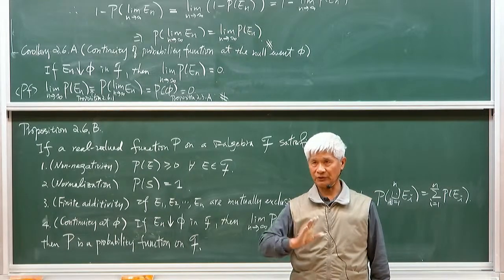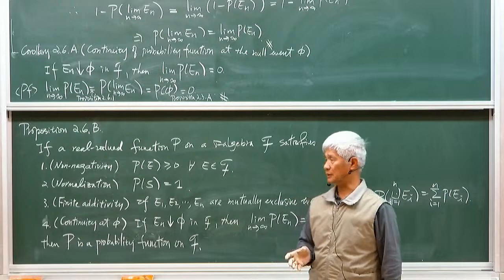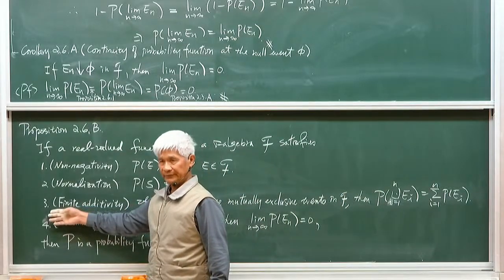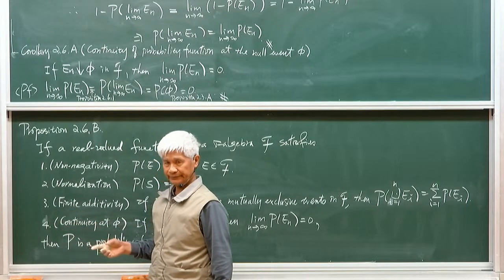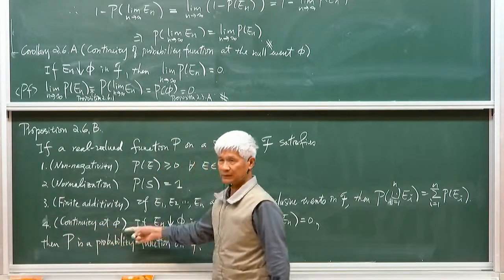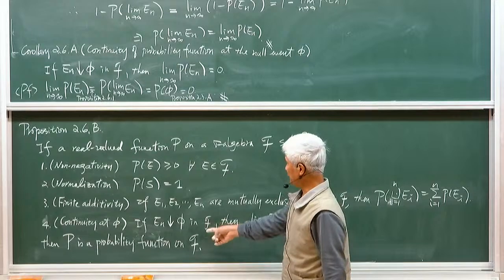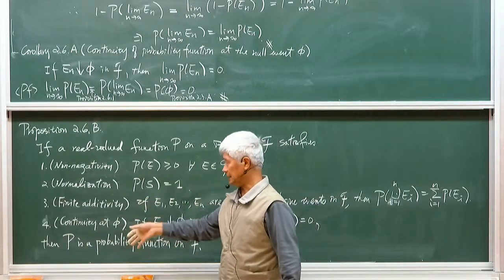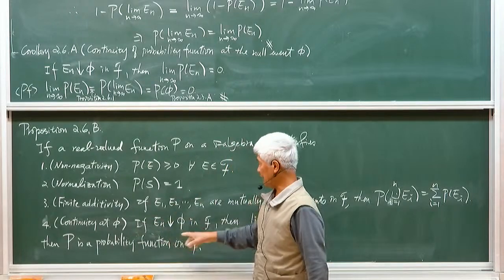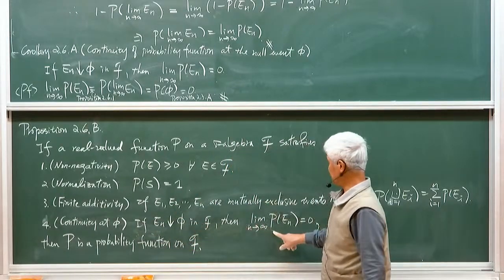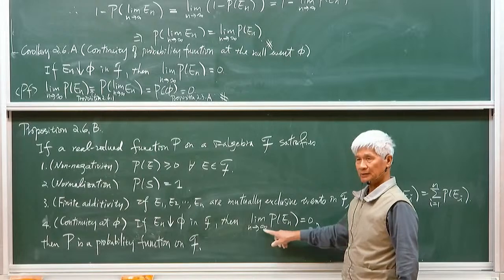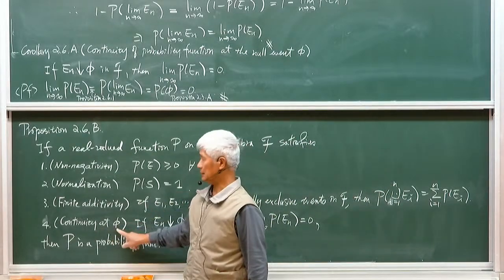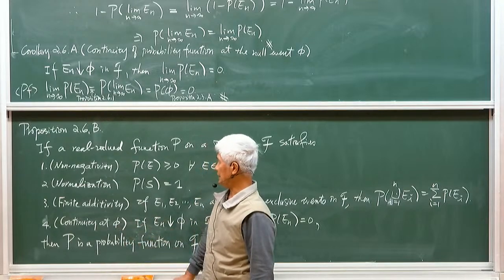Okay, induction is a very common tool to do that. But that would not be enough, so we need one more thing. We have to prove the continuity at the null event. That is, if we have a decreasing sequence of events whose limit is the empty set, then we have to show that the limit of the probability of E_n goes to 0. So we need to show the continuity at the null event.